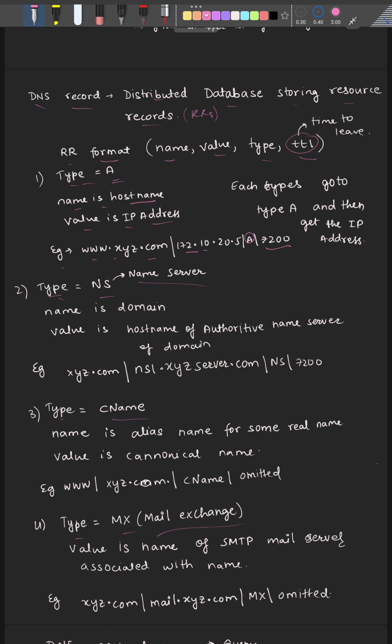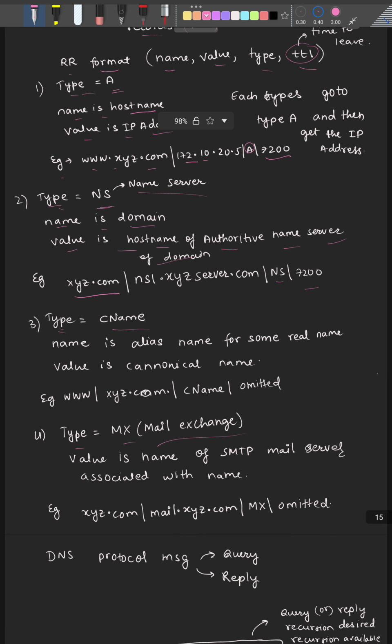And then we have type NS, which is name server, in which the name is the domain and the value is the host name of the authoritative name server of the domain. So let's take this example. xyz.com is the domain name, which is the name. Then ns1.xyzserver.com is the value, the type is NS, and 7200 is the TTL.